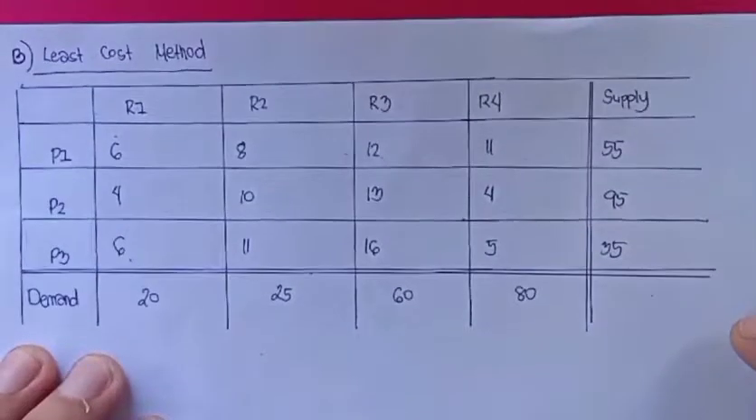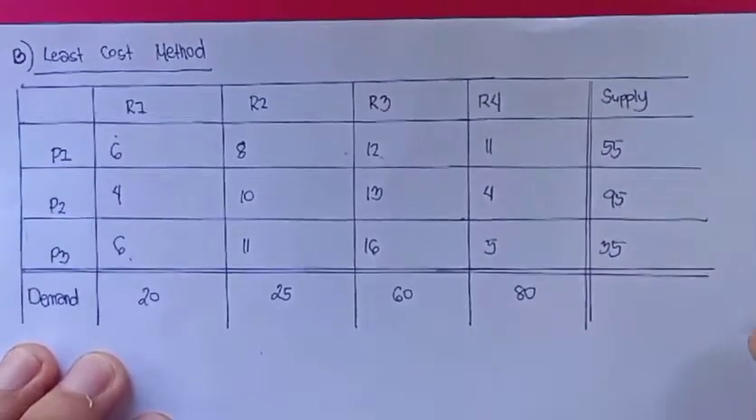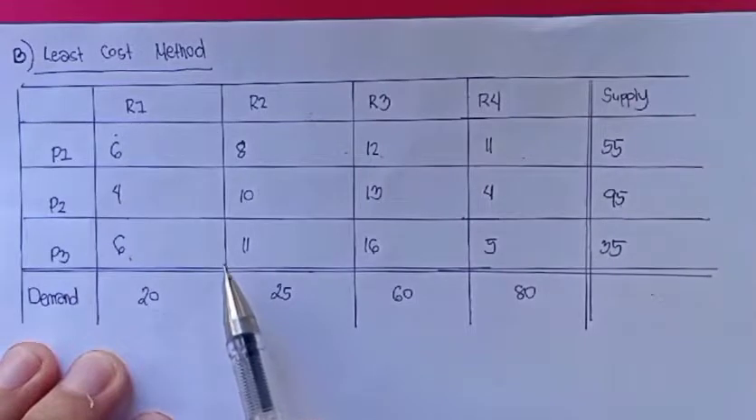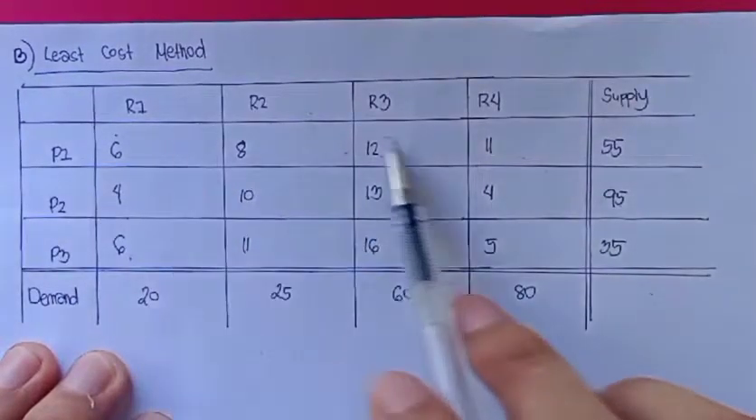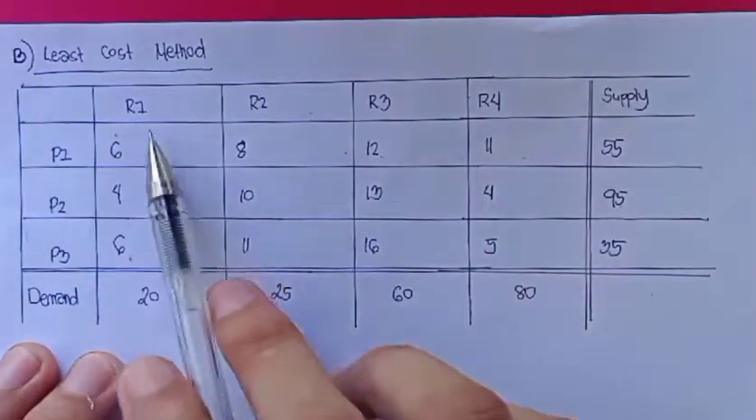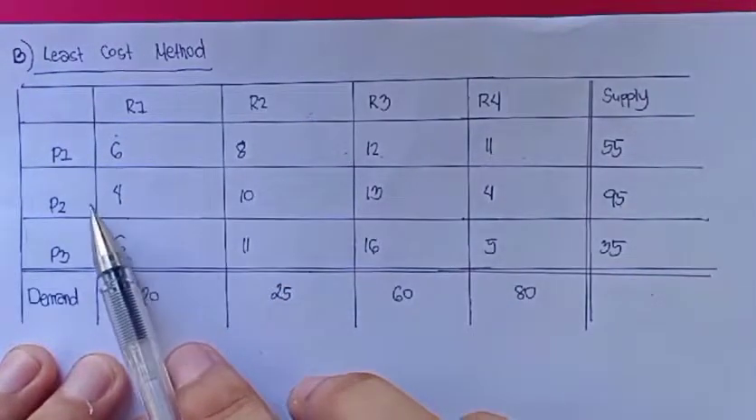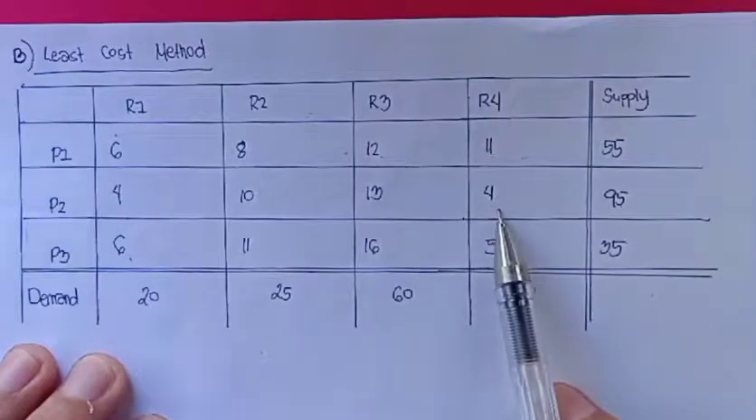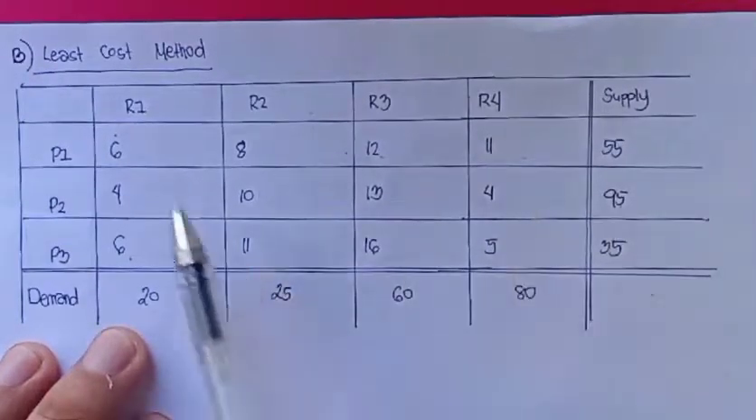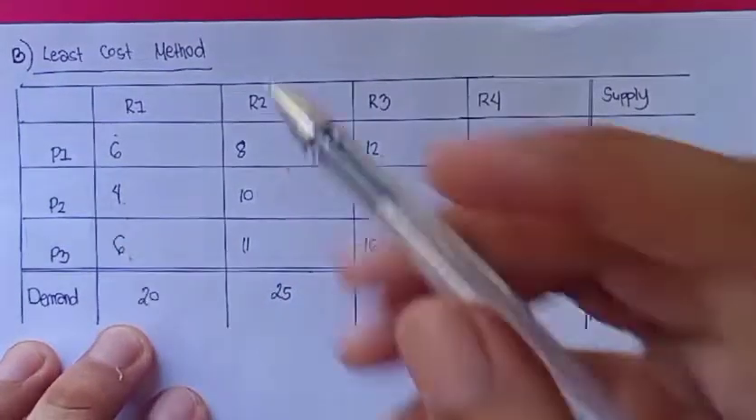So we will now proceed to least cost method. According to this method, first we need to find out the least transportation cost or least value in all cells. So the least value is 4. We have in P2R1 and P2R4. So we will start here in P2R1.